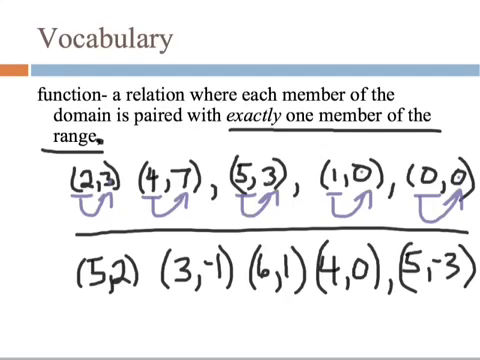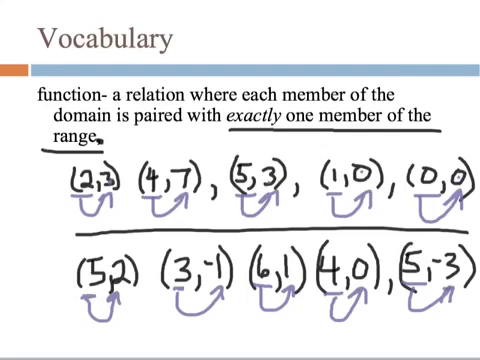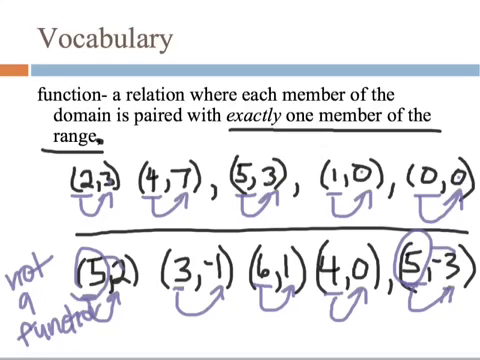When checking out this next relation, we see that 5 is mapped to 2, 3 is mapped to -1, 6 is mapped to 1, 4 is mapped to 0, 5 is mapped to -3. Do you guys see the problem? I hope you do. 5 has been mapped or paired with two different items, and therefore this is not a function. All right, and this one up at the top is a function, and the one at the bottom is not a function.